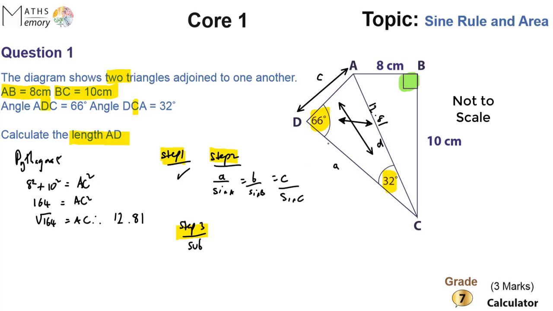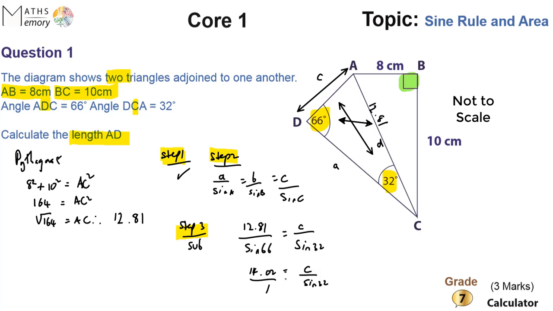So we have basically 12.81, let's say, over sine 66 equals C over sine 32. We'll have C in this case because we're finding out the length. Let's work out this one in one go over here. Do 12.81 divided by sine 66. We should get 14.02 equals C over sine 32. Put a 1 there.